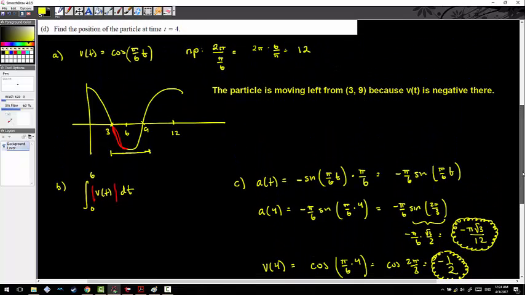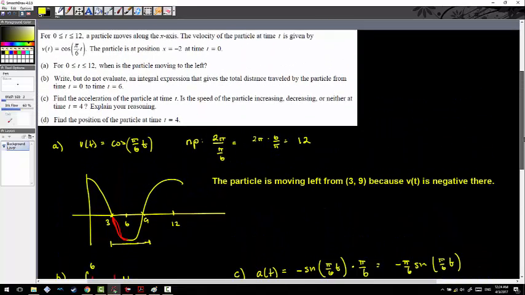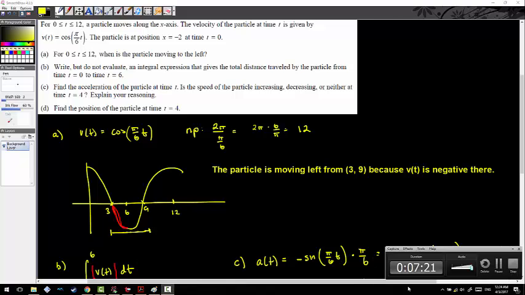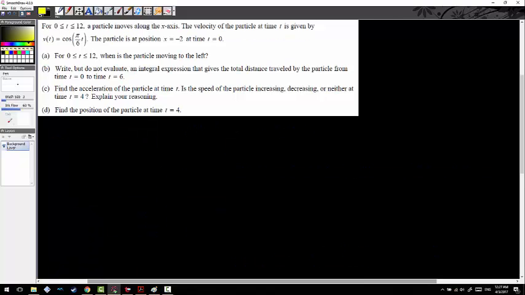We just got to do one last thing. They're asking us to find the position at time equals 4. So give me a second. I'm going to clean up the board a little bit, and then we'll handle part D. All right. I love a fresh, clean board, so let's go ahead and take care of part D. We're going to find the position of the particle at time equals 4.